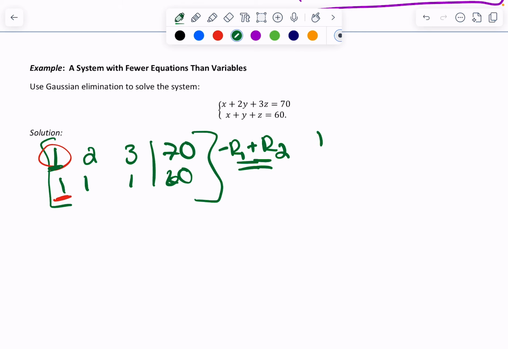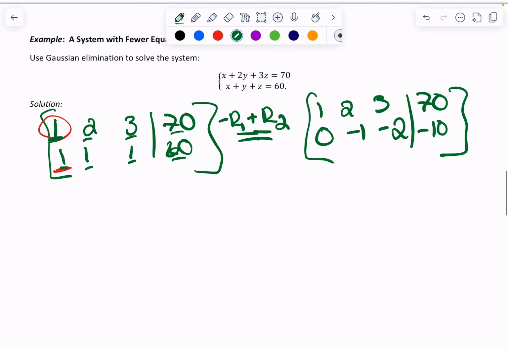Row 1 does not change again. We're doing the addition to row 2. So negative 1 plus 1 is a 0. Negative 2 plus 1 is negative 1. Negative 3 plus 1 is negative 2. And negative 70 plus 60 is negative 10.